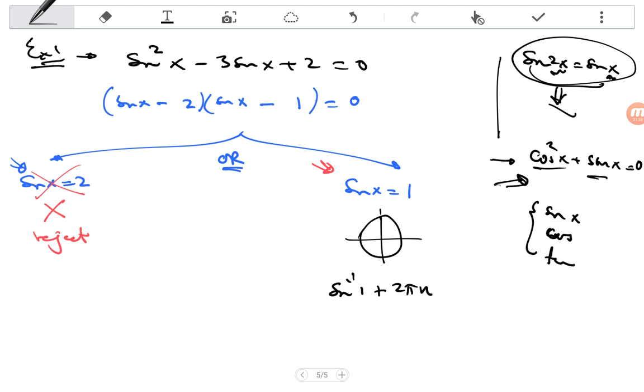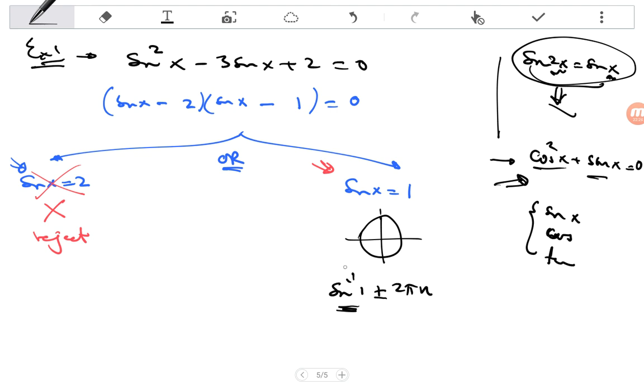We add up multiples of pi n as usual. Only in the case of 0 did we have one basic angle and add the multiples of pi instead of 2 pi. But in the cases of 1 and negative 1, we just take one basic angle and add the multiples of 2 pi.